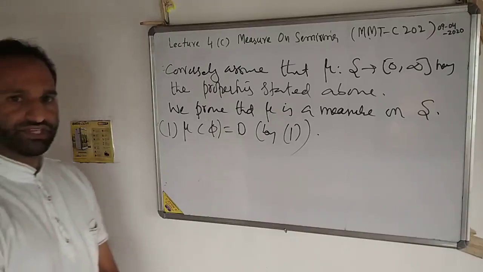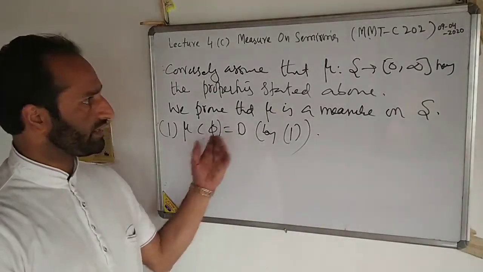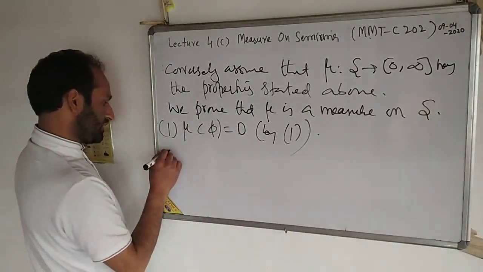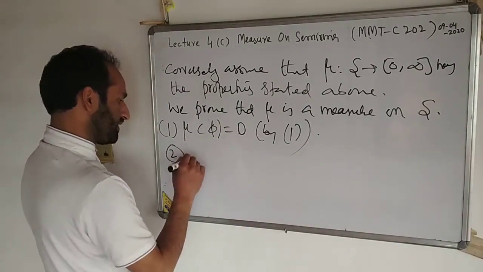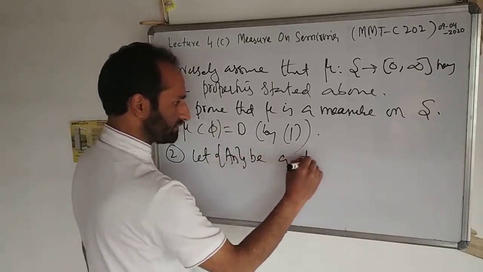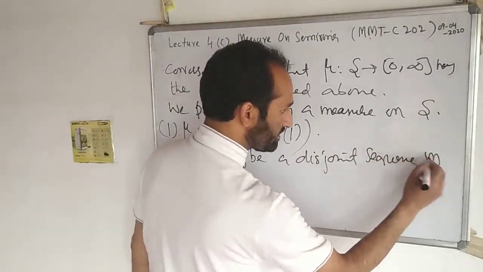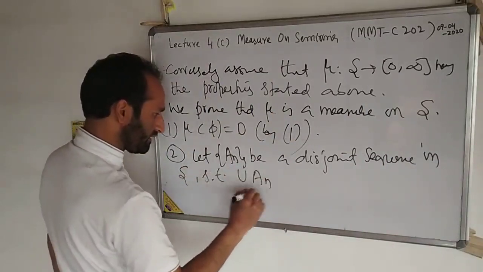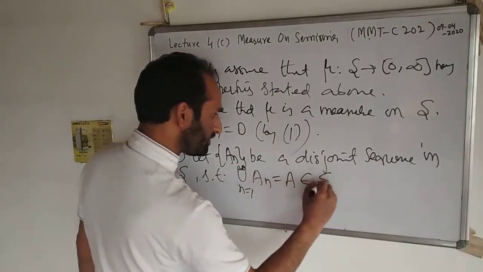Now next, we need to show that mu is sigma additive. To prove mu is sigma additive, we use the second property and the third property. For the sigma additive property, we take a disjoint sequence. Let An be a disjoint sequence in S such that the union of An, n runs from 1 to infinity, is denoted by A, and it's a member of S.